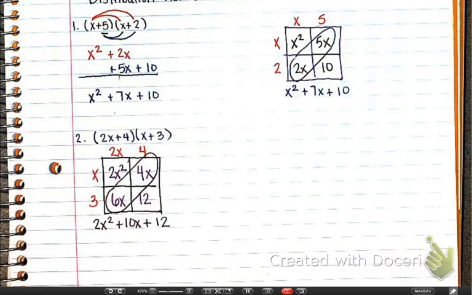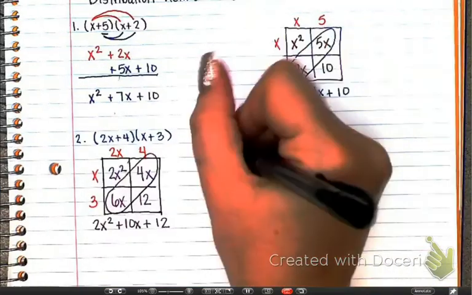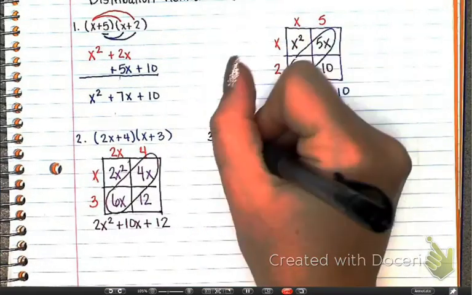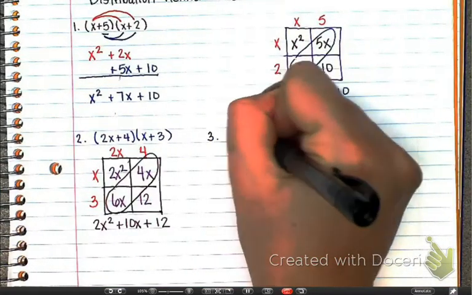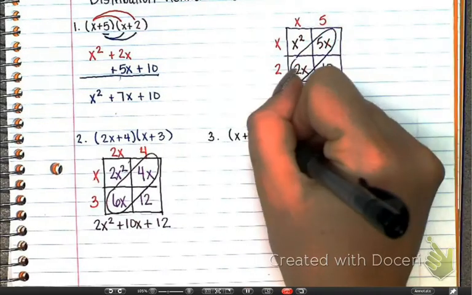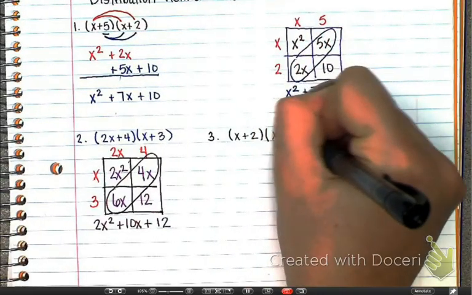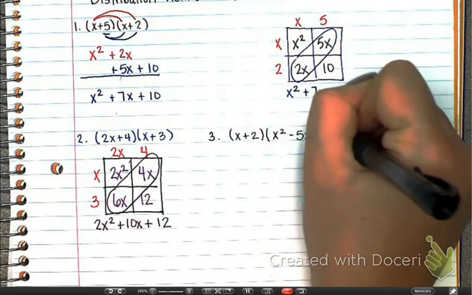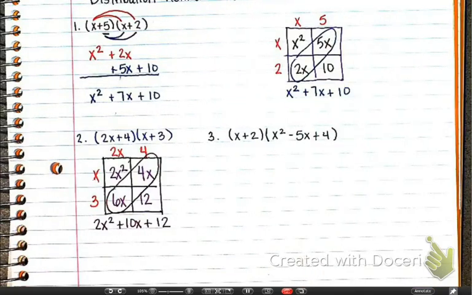We okay with that? Not too bad? Okay, so remember, when you're multiplying, that's when your exponents are going to change. You add exponents. When you're combining like terms, you just add or subtract the coefficients. You think you can try one? Yeah? Okay, so let's try x plus 2 times x squared minus 5x plus 4. So I'm giving you one that's a little longer.